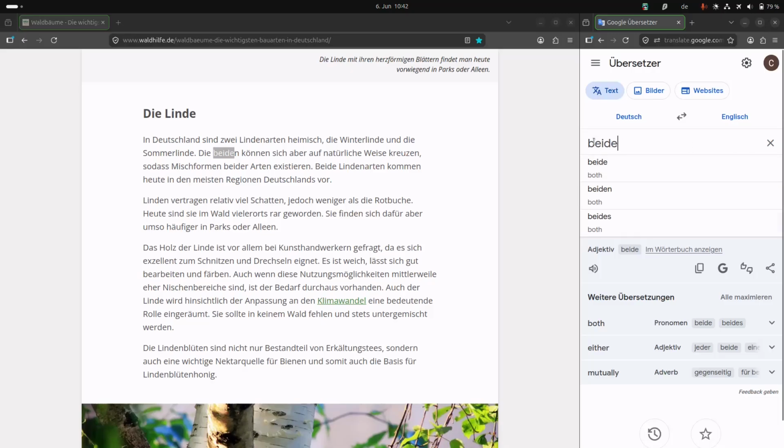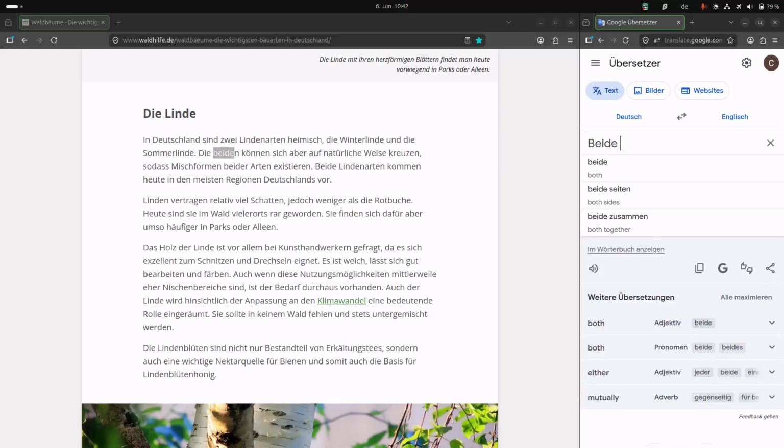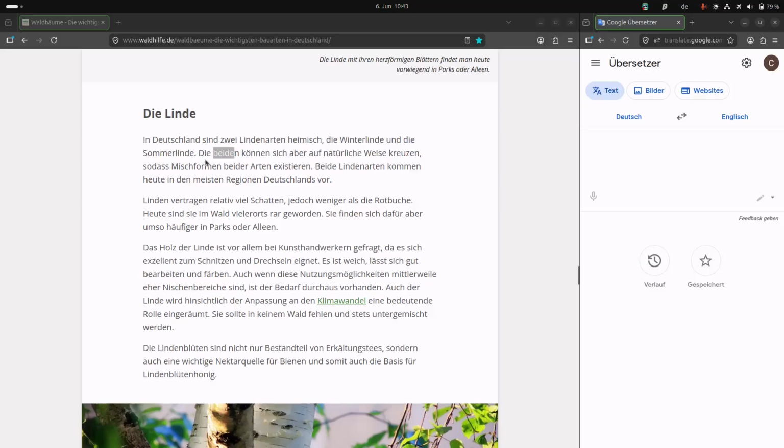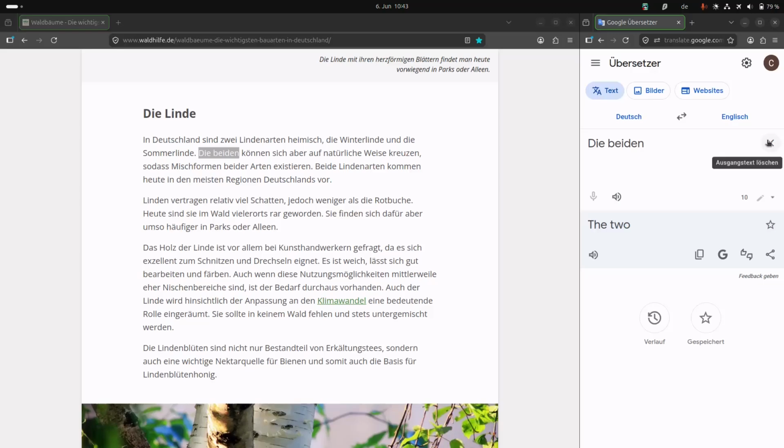For example, beide, if you talk about kids, and you see 2 kids playing in the sand or something, beide sind am Spielen. Both are playing. In English you could also say both are playing, but the both of them, both, kind of makes no difference. So, die beiden, in this case with the article, it's more the both of them, I guess. Or the 2, yeah, you could also say the 2.